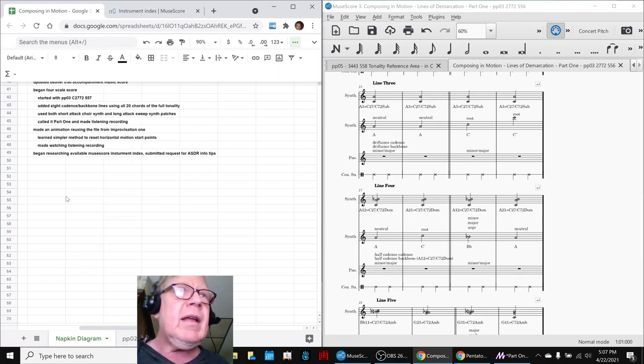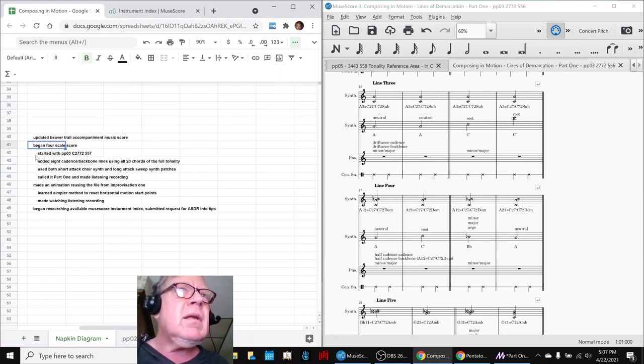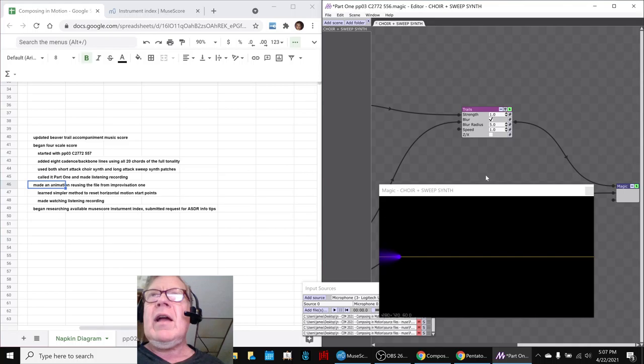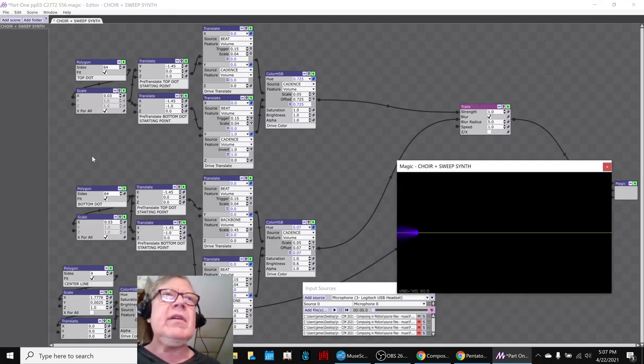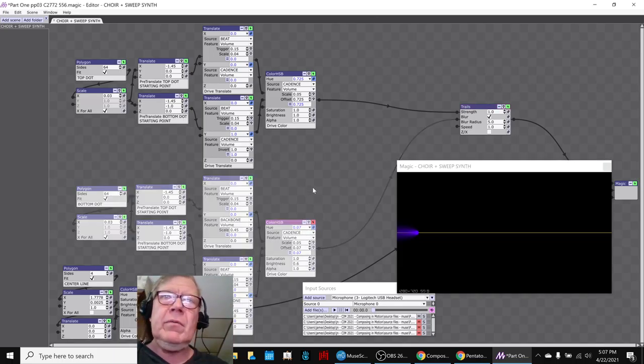So we did all that, and we began to work on a four scale score. We started with the 2772. We did all 8 lines. We called it part one, and we recorded. Then we went and did an animation, and in our animation, we reused the basic idea that we had started in improvisation two one, which is the scale, two scales before this. Let's show you what's happening the first time. This one you may recall we did already.